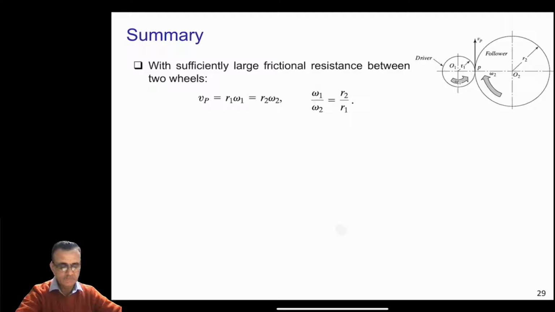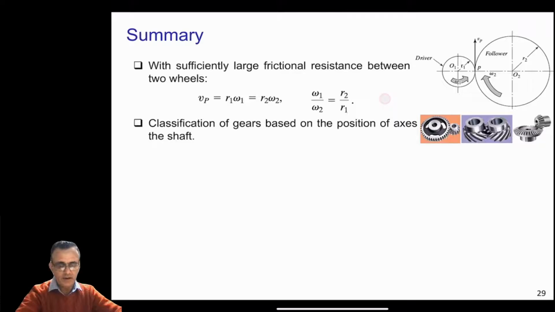Now, in the case of gears, if we assume that there's no slippage between these two wheels, then we can write this equation that Vp is equal to R1 omega 1 equal to R2 omega 2, and then we can write this velocity ratio, omega 1 divided by omega 2, which is inversely proportional to the radii or diameters.